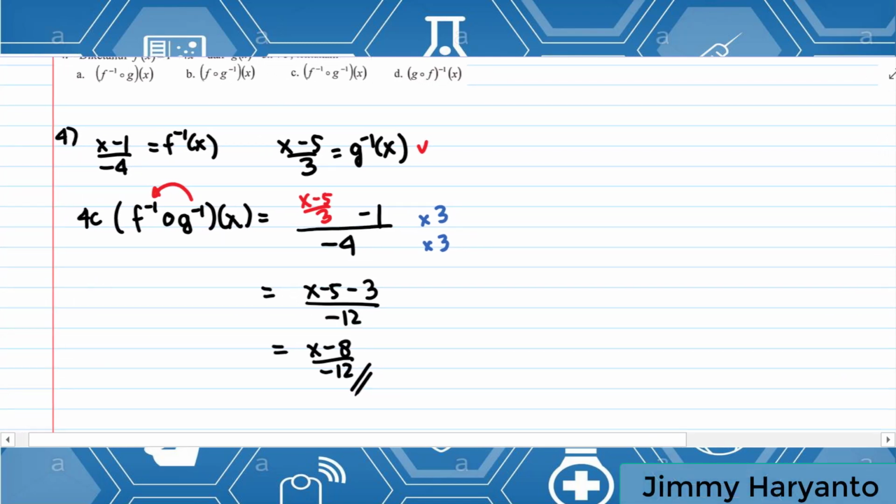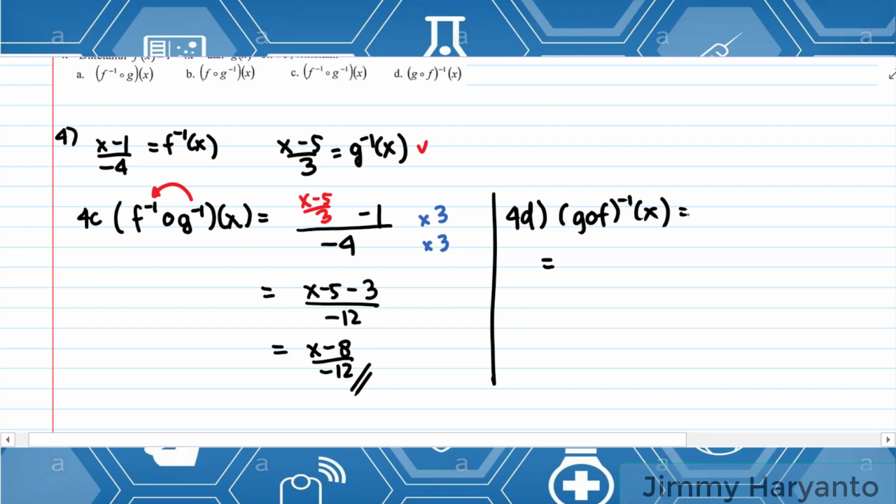And then the last one is D. For D, the question wants us to find the inverse of g of f. Let's use the properties. The inverse of g of f will be the same as f inverse of g inverse x. That means the result is the same as for C. There you go. Okay, that is your first exercise of this section.